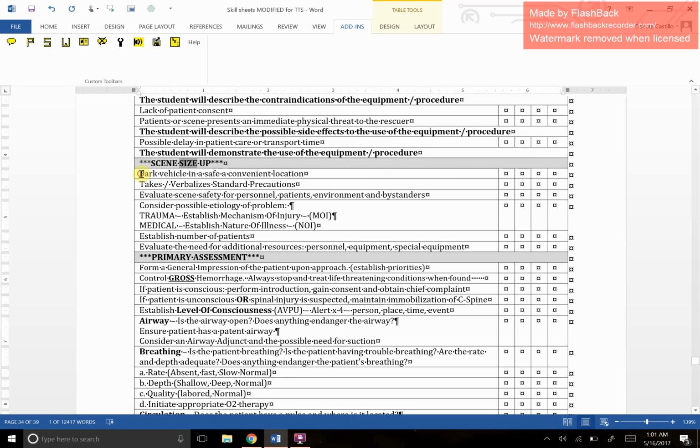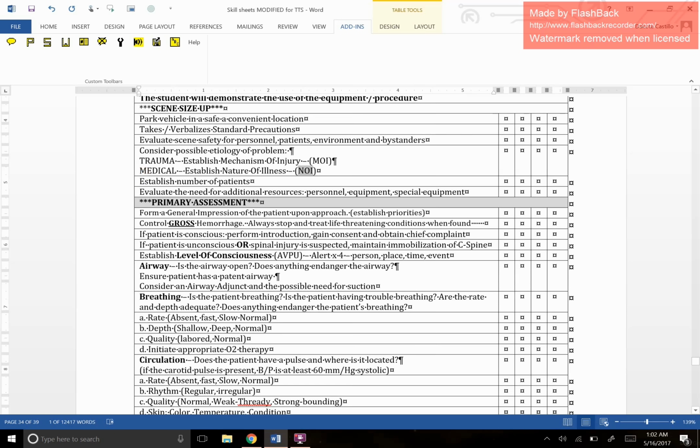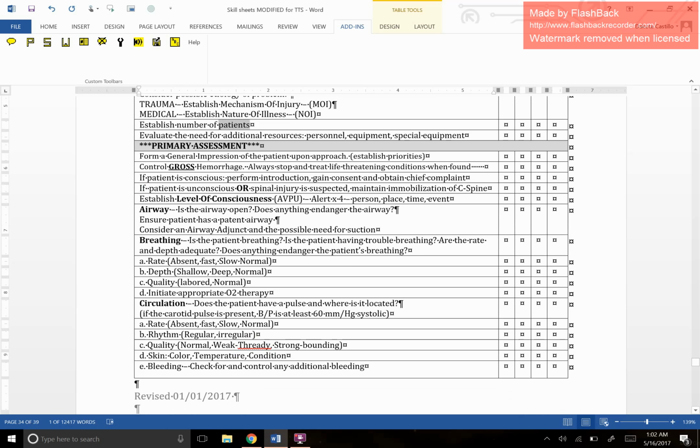Scene size up. Park vehicle in a safe and convenient location. Takes/verbalizes standard precautions. Evaluate scene safety for personnel, patients, environment, and bystanders. Consider possible etiology of problem. Trauma, establish mechanism of injury, MOI. Medical, establish nature of illness, NOI. Establish number of patients. Evaluate the need for additional resources, personnel, equipment, special equipment.